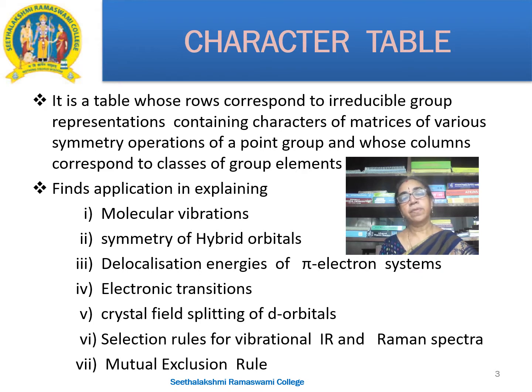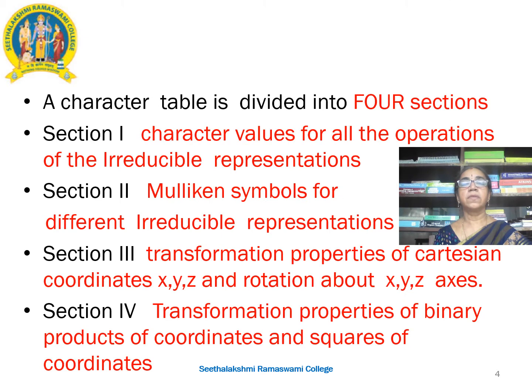Character tables play a vital role in various fields, particularly in the determination of molecular vibrations and determination of delocalization energies of pi electron systems and so on. A character table is divided into 4 sections. Section 1 gives the character values for all the operations of the irreducible representations. Section 2 gives the Mulliken symbols for different irreducible representations.